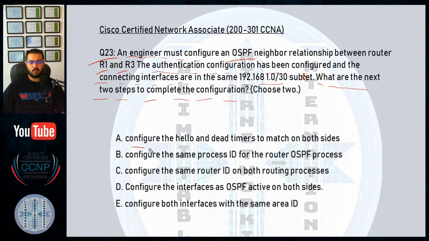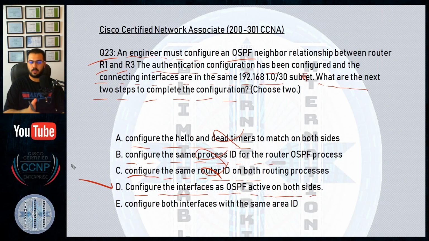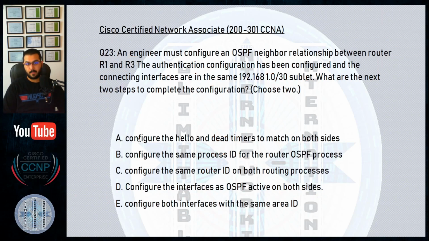Let's see. Configure hello and dead timers. No need for that by default. Configure the same process ID. It's not necessary. Configure the same router ID. Extremely incorrect. Each one should have a unique router ID. Configure the interfaces on both sides as OSPF active. So advertise OSPF networks by using the OSPF network command. Yes, correct. And configure both interfaces to be on the same area ID, which is necessary and important.